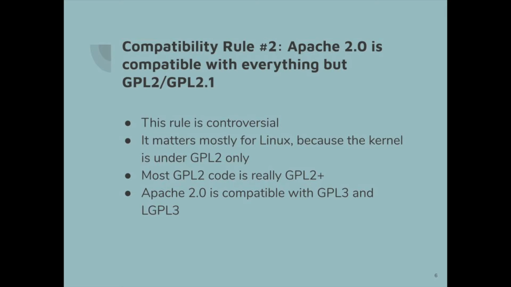However, most code that is under GPL 2, if you look at it carefully, is really under something called GPL 2+. That means GPL 2 or any later version. The GPL has a provision in it that says that code can be available under any later version unless the author says otherwise. Apache 2.0 is compatible with the version 3 licenses, GPL 3 and LGPL 3. It's only a problem with the version 2 licenses.